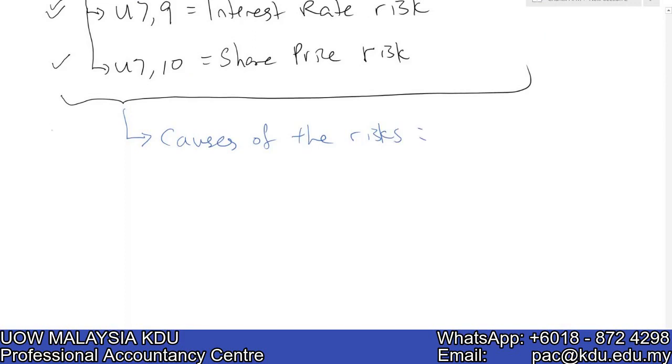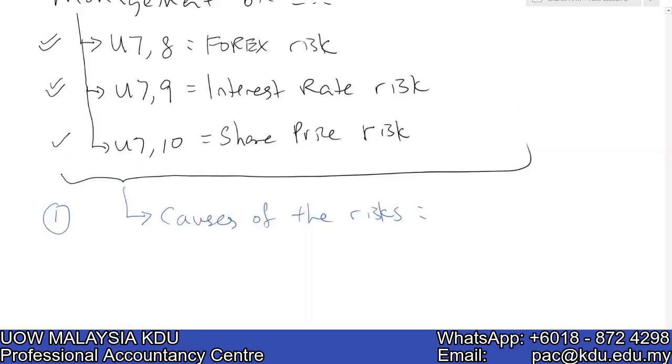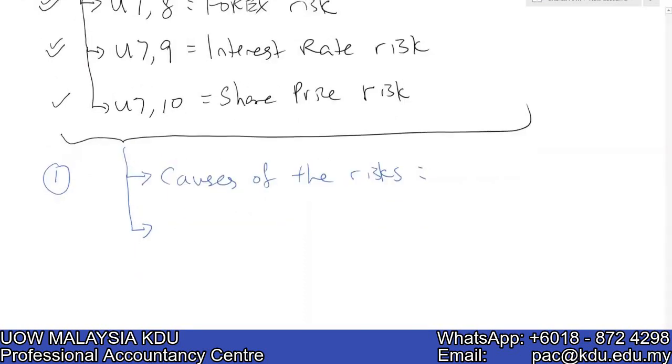Okay, let's refer to this as item 1. One of the key areas that you have to know: what gives rise to the risks? That means what makes the foreign exchange rate fluctuate, what makes the interest rate fluctuate, what makes the share price fluctuate. Secondly, make sure you are able to discuss the impact, in other words, the effect of the risk on the company.